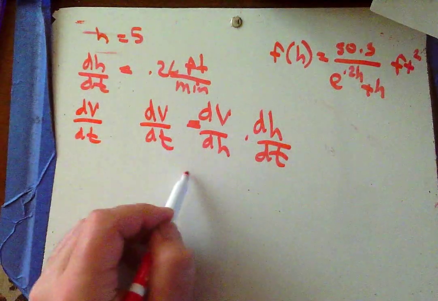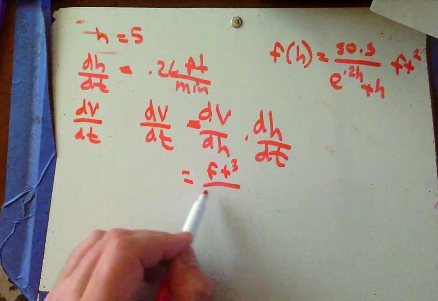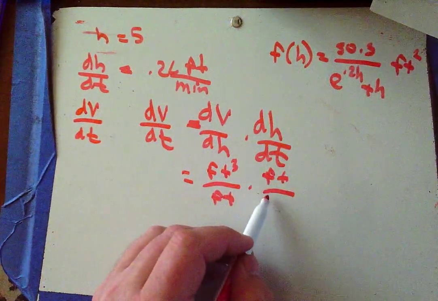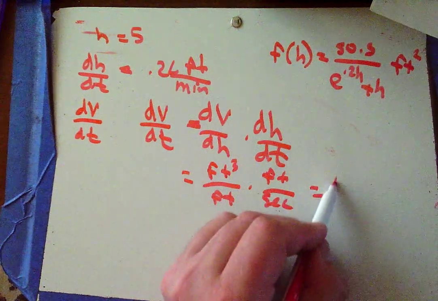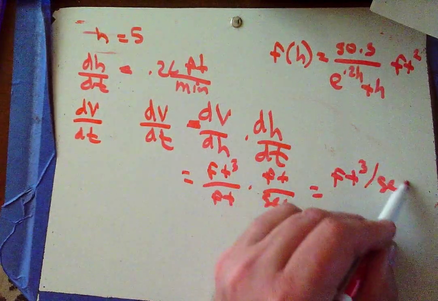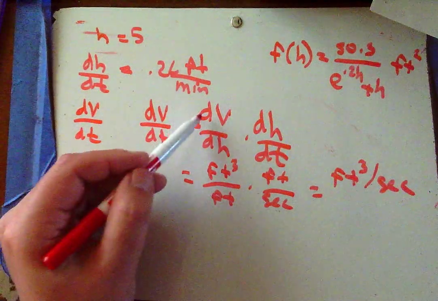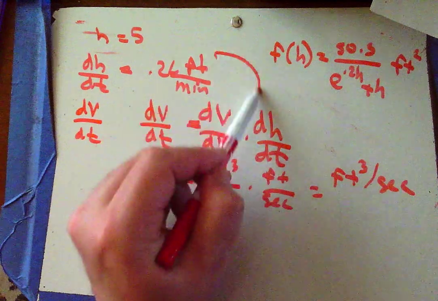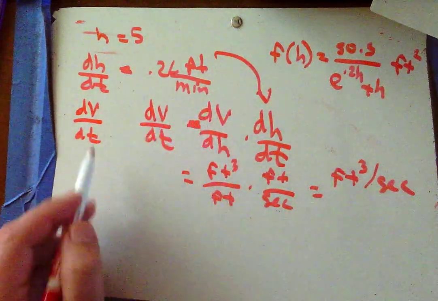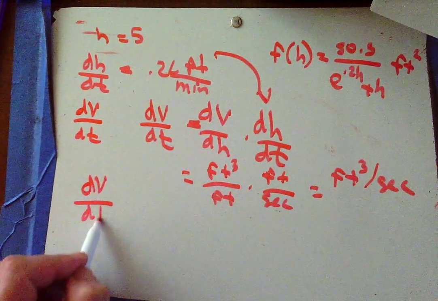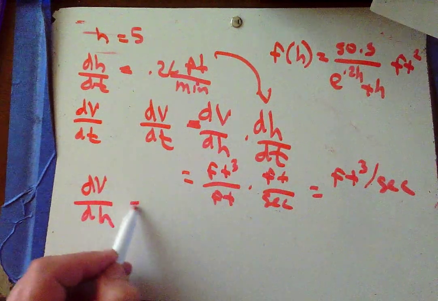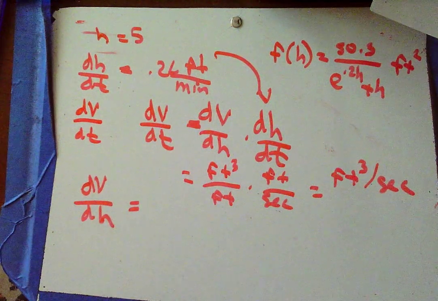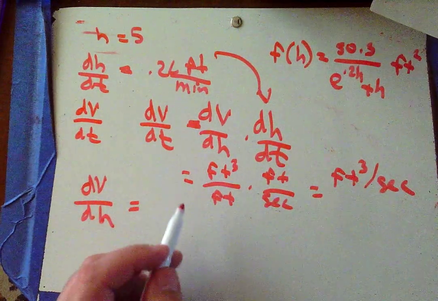So this is cubic feet per foot times feet per second, and so we end up with cubic feet per second. That's why dV/dh times dh/dt is going to work. Now, dh/dt was given to me, but what about dV/dh? dV/dh, the change in volume with respect to height. Well, let's think about this.